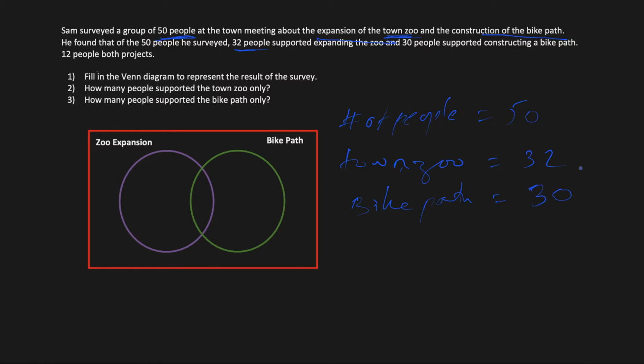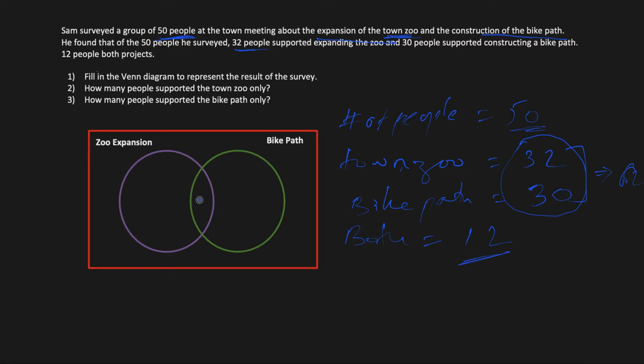And you can see that if you add these two, you get 62, which is more than the number of people surveyed. So that means there is something which is common. There are people who supported both, and we are double counting them. And the number of people who supported both is 12. So let's start with this.